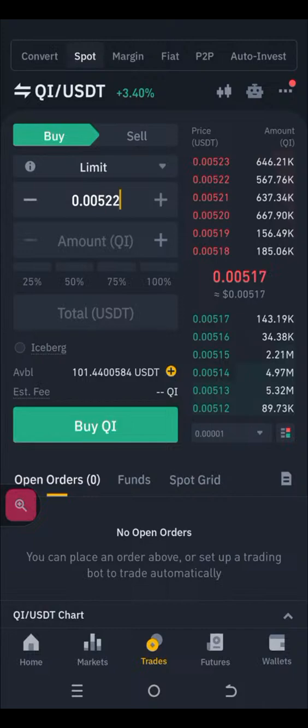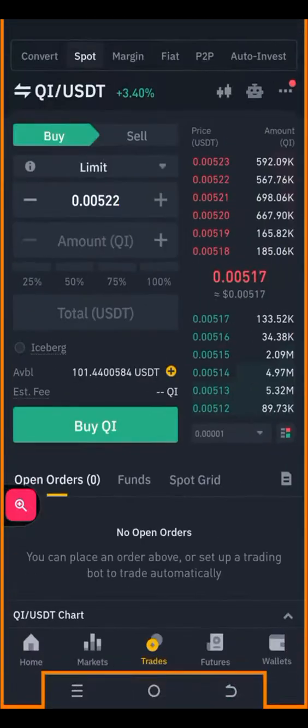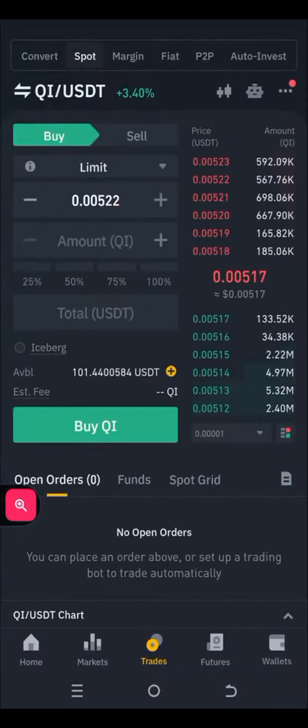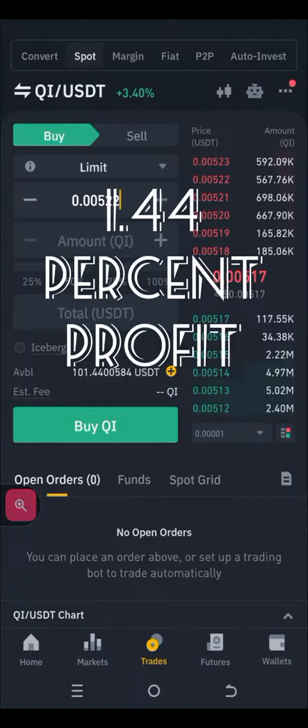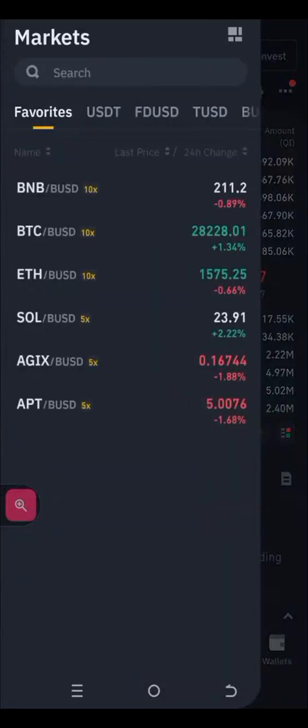Look at it. We made, how much did we make? $1.44. Wow. Of course, it was $1.54, but we had to pay 10 cents for fees. Okay. So now we're left with $1.44. Good one. 1.44% profit, which is good. But let me show you what happened to BTC, right?